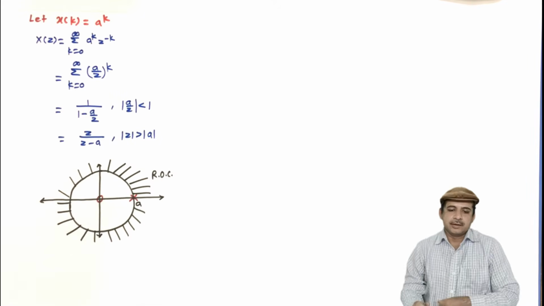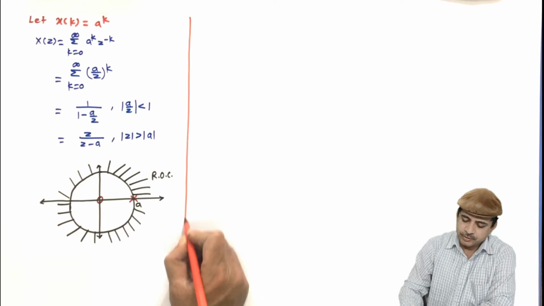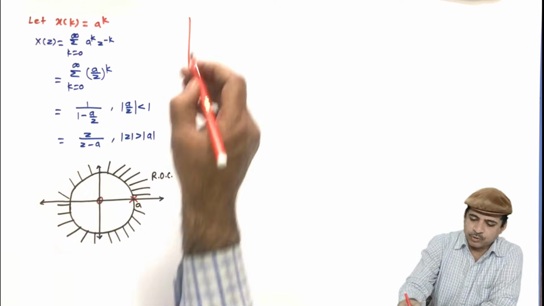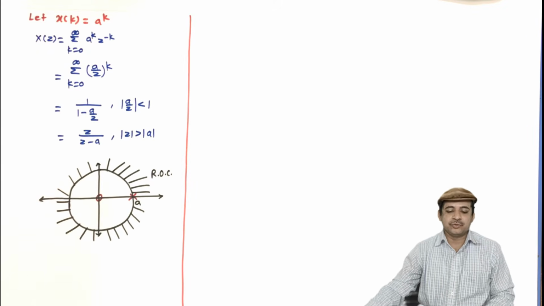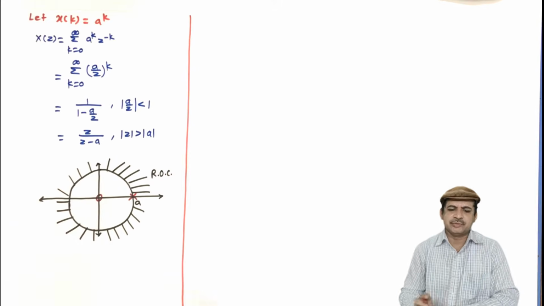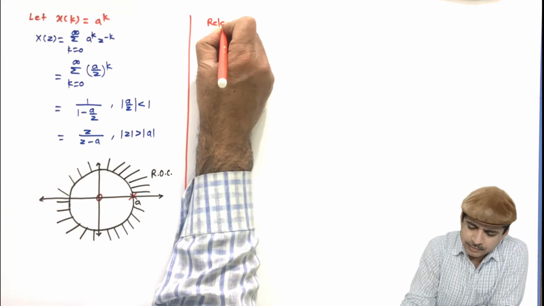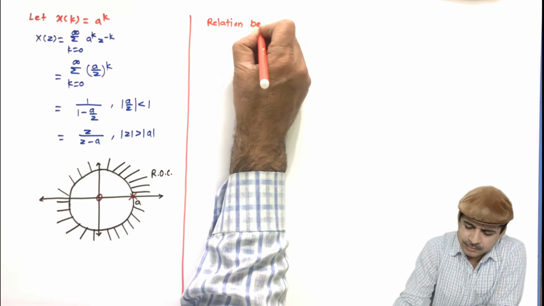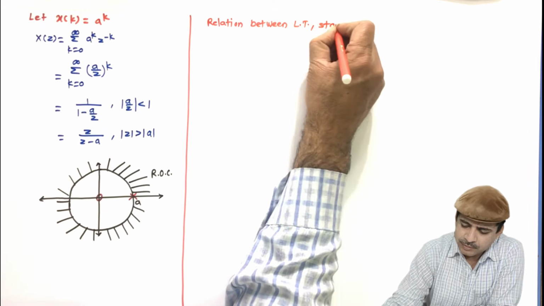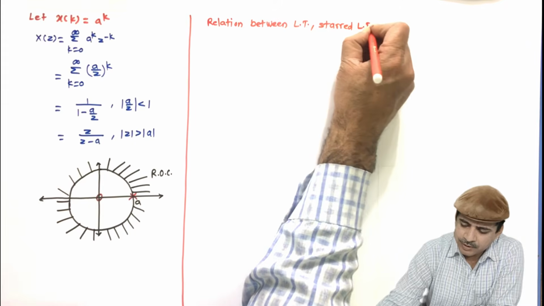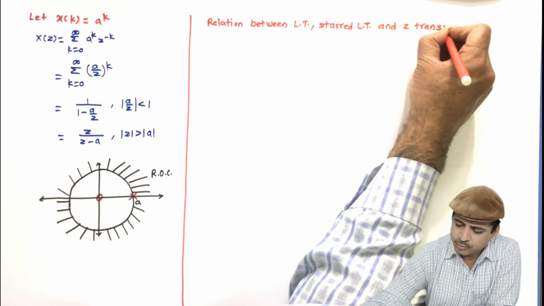Now let us do one more exercise. You know the Laplace transform. You know the starred Laplace transform. We have seen it. And also now we have seen the Z transform. Let us develop the interrelation between them. So, the relation between Laplace transform, starred Laplace transform and Z transform.